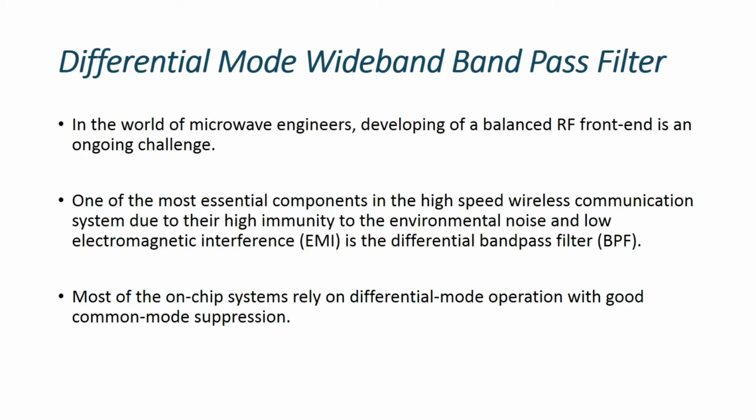You know that in the world of microwave engineers, developing a balanced RF front end is an ongoing challenge. One of the most essential components in high-speed wireless communication systems, due to their higher immunity to environmental noise and low electromagnetic interference, is the differential bandpass filter. And most on-chip systems rely on differential mode operation with good common mode suppression.